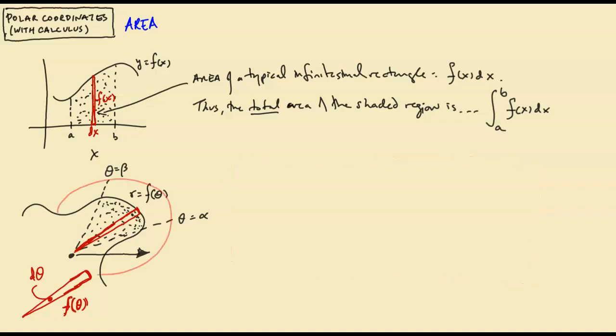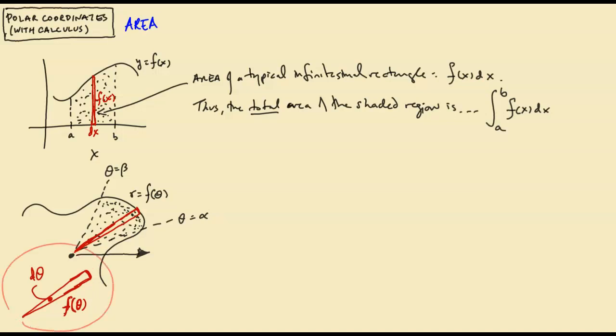To come up with the area of the shaded region, I'm going to figure out the area of a typical infinitesimal slice. And then what am I going to do with those areas? Obviously, I'm just going to slap an integral sign in front of it. But a typical slice here is not a rectangle. The area of one of these is not f of theta d theta. This is not a rectangle. It's a little wedge, or as I call it in the book, a pie slice. A very, very tiny slice of pie, an infinitesimally thin slice of pie. So now the problem is reduced to finding the area of this little infinitesimal wedge.